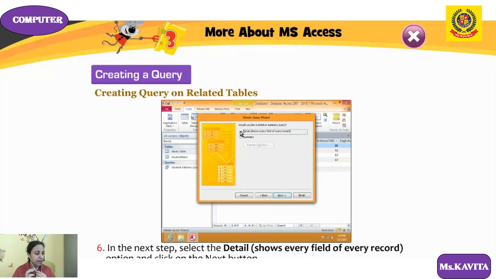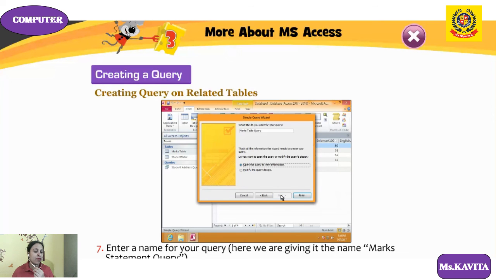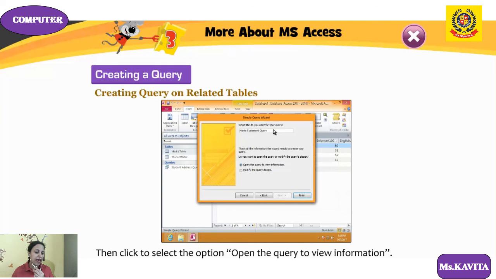In the next step, select the Detail option which shows every field of every record and click on Next. Enter a name for your query. Here we are giving it the name marks. Then select the option to open the query to view the information. Click on the Finish button to close the Simple Query window.